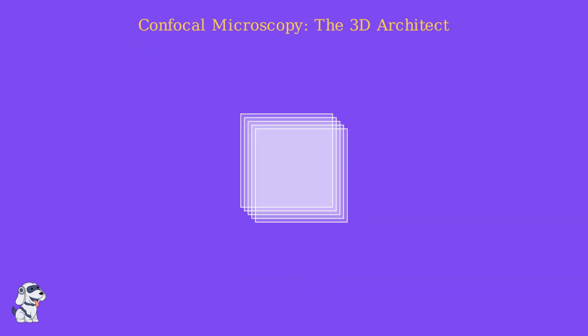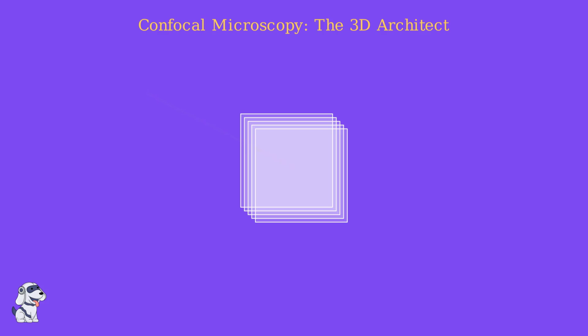Traditional microscopes capture a flat, 2D view. But for thick samples like a bacterial biofilm, we need a different approach. Enter confocal microscopy, the 3D architect of the microbial world. Instead of illuminating the whole specimen, a confocal microscope uses a precise laser beam to scan one tiny focal point at a time. By focusing on a single Z-plane, or depth, it captures a razor-sharp optical slice.